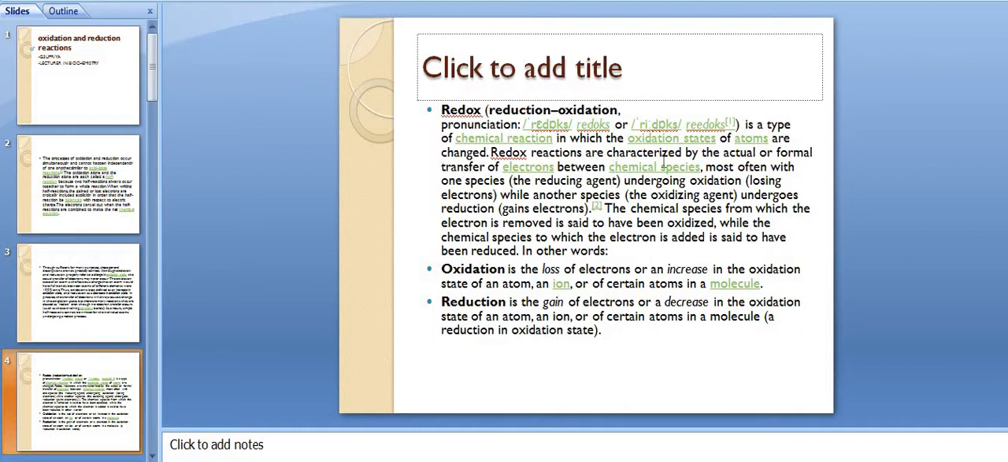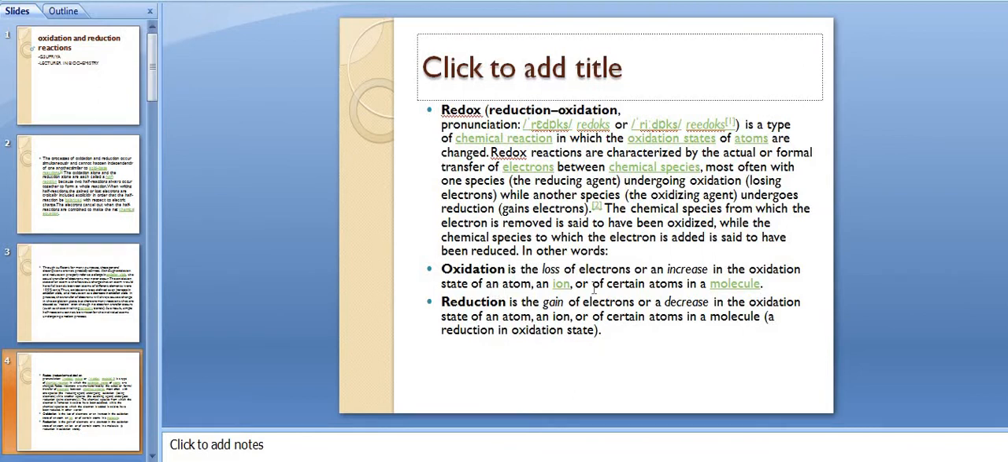Redox reactions are characterized by the actual or formal transfer of electrons between chemical species, most often with one species undergoing oxidation, that means losing electrons, while another species undergoes reduction, that means gaining electrons. The chemical species from which the electron is removed is said to have been oxidized, while the chemical species to which the electron is added is said to have been reduced.